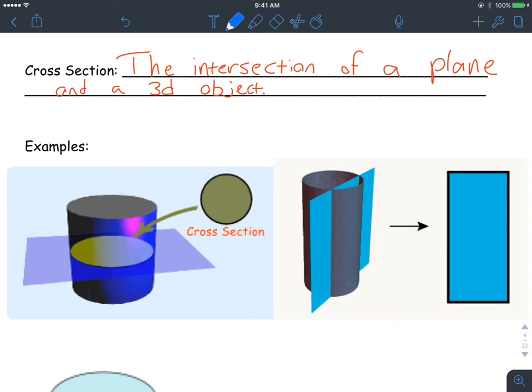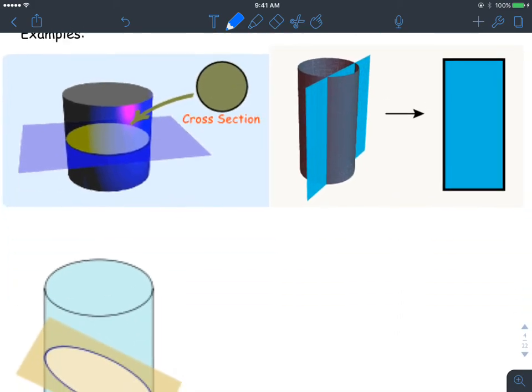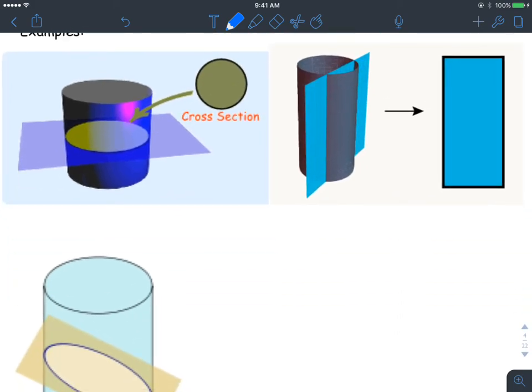Now, the last thing we'll talk about here with cylinders is the cross-section. A cross-section doesn't even have to deal just with cylinders. A cross-section is the intersection of a plane and a 3D object. So here's a couple of pictures of what a cross-section looks like. Here's a plane, and imagine if you cut a cylinder horizontally, you'd get this intersection. So the cross-section is a circle there.